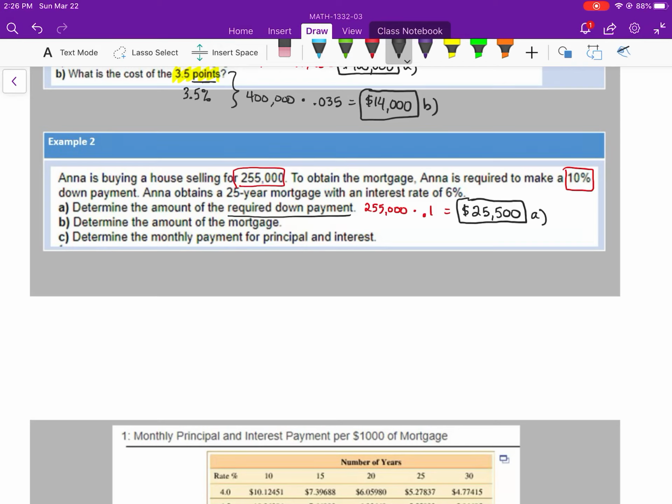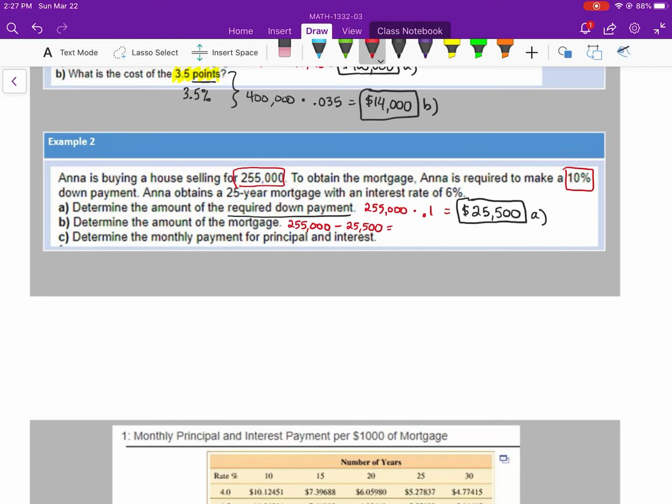All right, on B, we're determining the amount of the mortgage. Well, that's going to be the price minus the down payment there. So we have $255,000 minus my answer in A, which is $25,500. Okay, remember back in example 1, we subtracted the down payment from the price of the house, and so that would be the total of your mortgage.